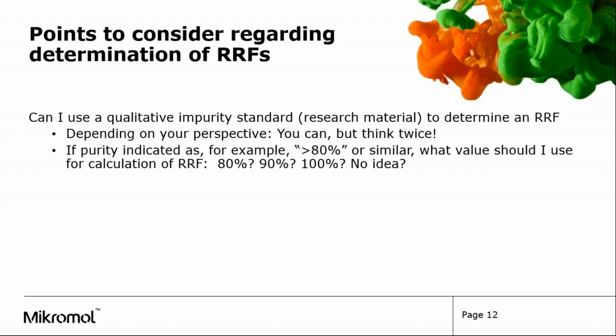For example, if you obtain a sample of an impurity and it's indicated as greater than 80% pure or assay, or something along those lines, then the question becomes, what value should I use to calculate the concentration that I'm using to determine the RRF? Should it be 80%, 90%, 100%? Really no idea about this. In previous webinars, LGC has found that when the audience is polled, there will be numbers across all these choices, including a fair number of folks that will say, I really don't know. And it's often a minority that will give what I would consider the correct answer.